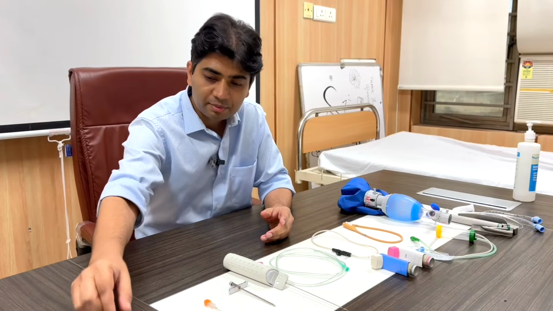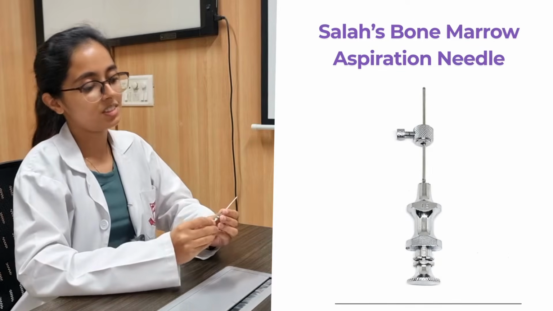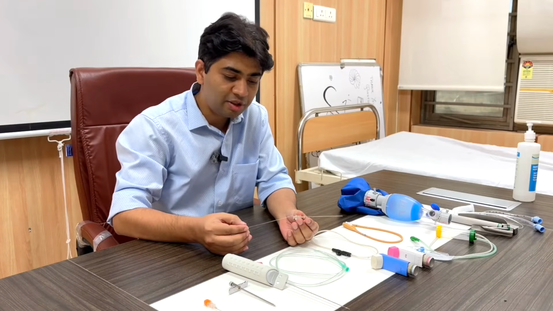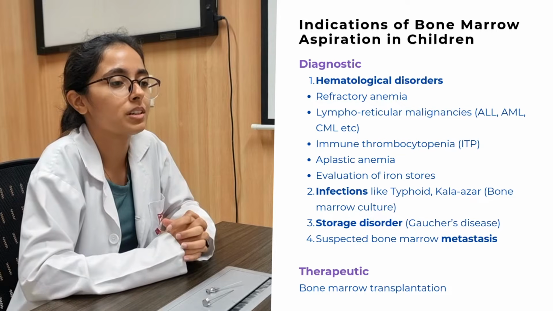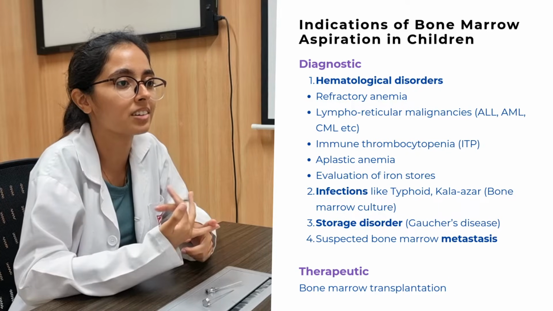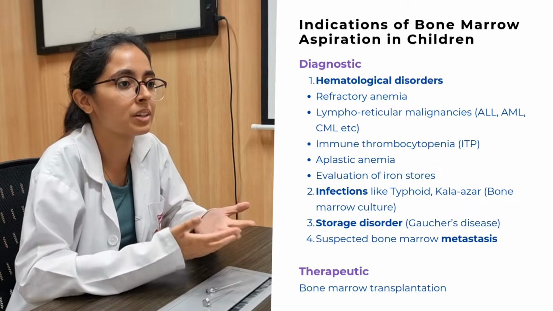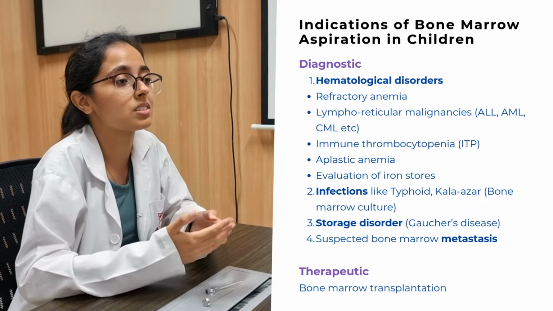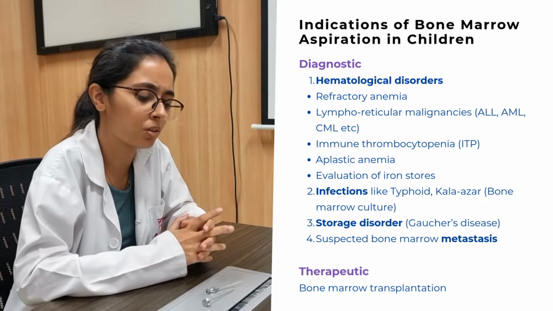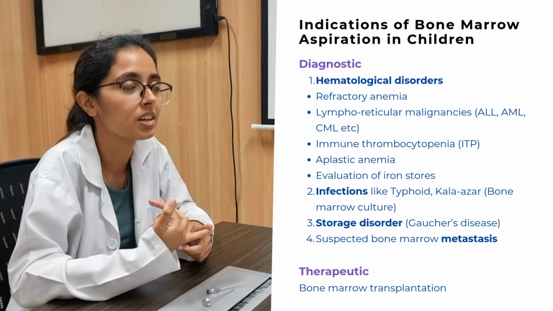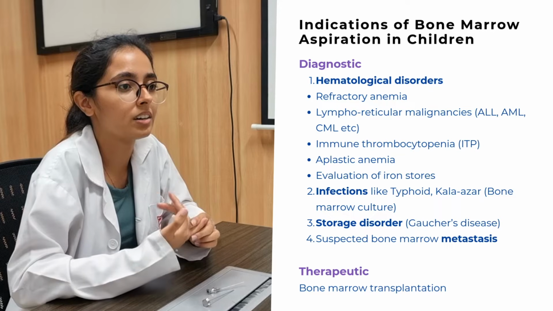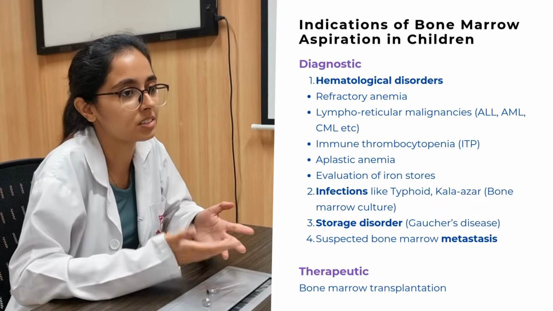Identify this equipment. So this is Salah's bone marrow aspiration needle. Can you name some of the indications for its use? Sir, it is mainly used for diagnosing hematological disorders. For instance, if we talk about refractory anemia or ALL, AML, CML, malignancies of this sort. If there is ITP or immune thrombocytopenic purpura, or if we have aplastic anemia. Also, it can be used to diagnose infections such as typhoid and Kala Azar. Certain storage disorders like Gaucher's disease, and also if we suspect any bone marrow metastasis.